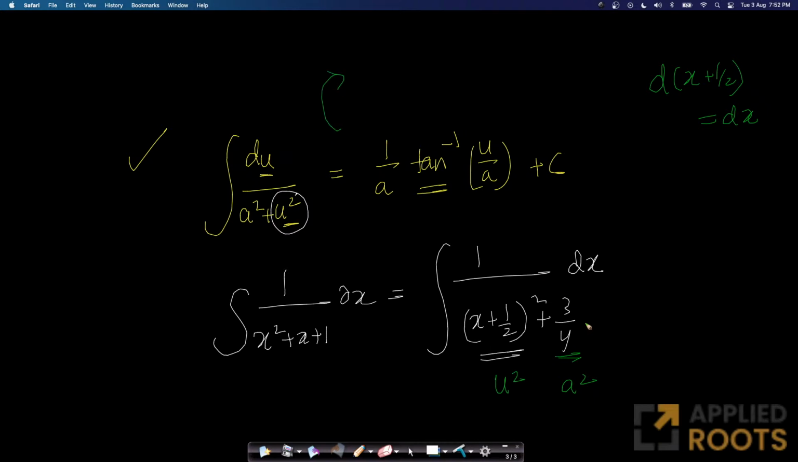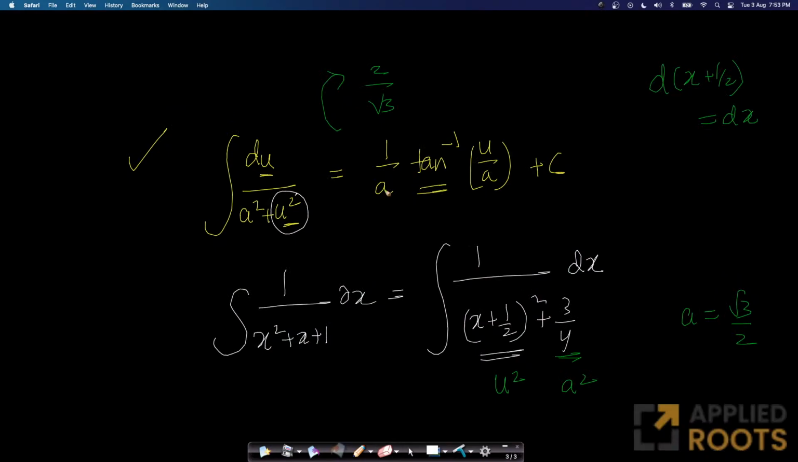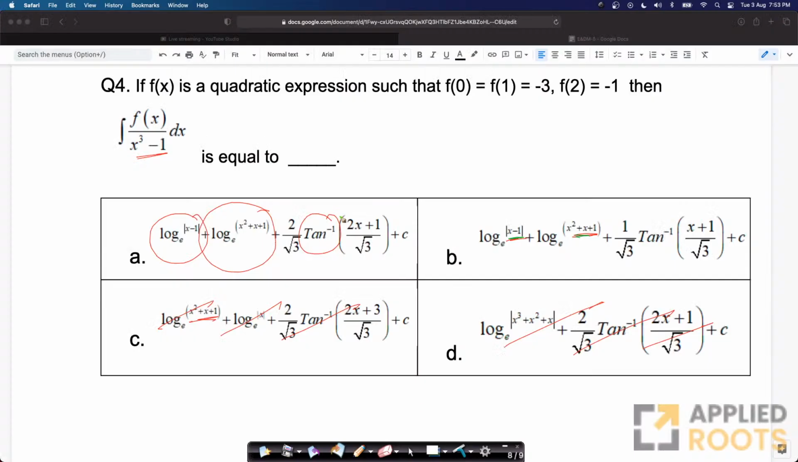So what will 1 by a look like? If this is a square, right? So a will be root 3 by 2, right? So then what will 1 by a look like? 1 by a will look like 2 by root 3, right? So can I get an answer with that? Yes. Without even solving the rest of it, I know that the 1 by a will look like 2 by root 3, and here I have 2 by root 3, here I have 1 by root 3. So obviously this has to be the answer.